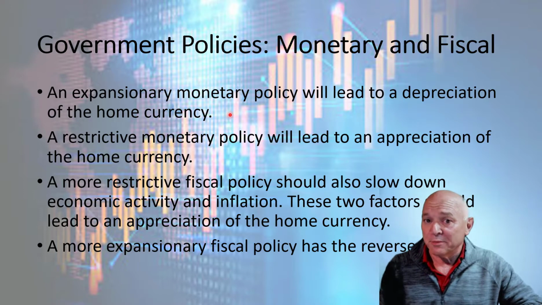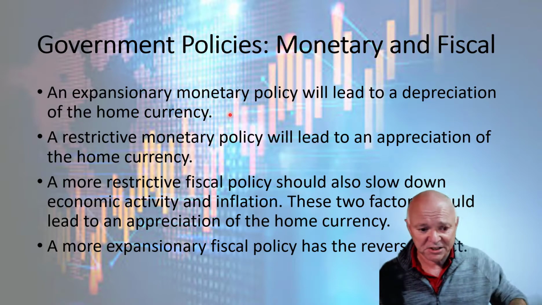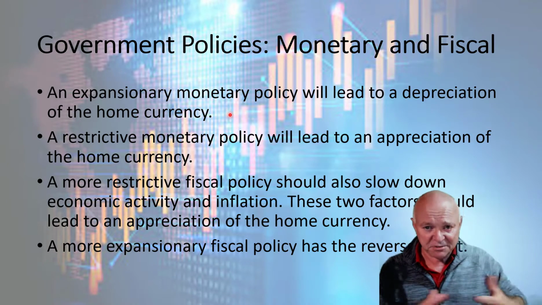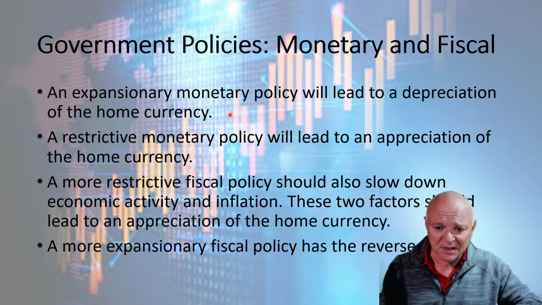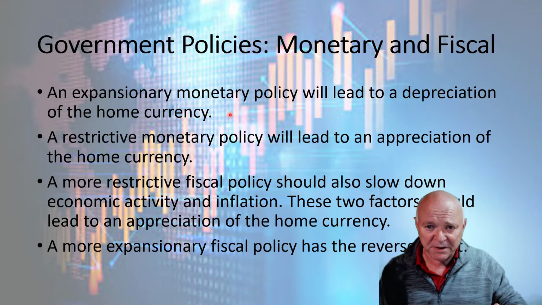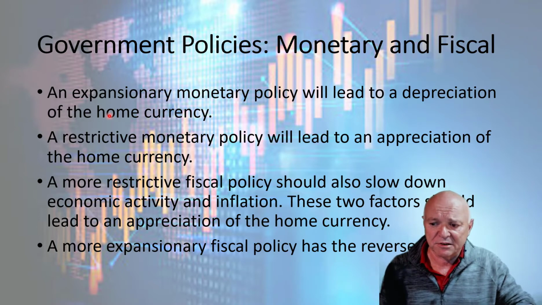Now, the government itself makes plans about spending. It maintains a surplus or a deficit in government spending. It can raise taxes and pull money from the economy. All of this is about the fiscal policy. So a restrictive fiscal policy would slow down economic activity and inflation. For example, they'll cut government spending. They'll maintain a very strict control of government spending. That would certainly be more restrictive.